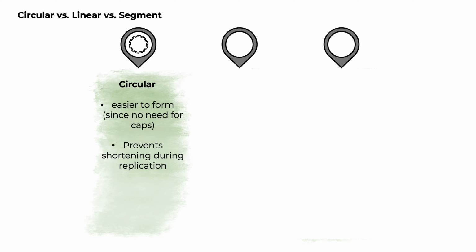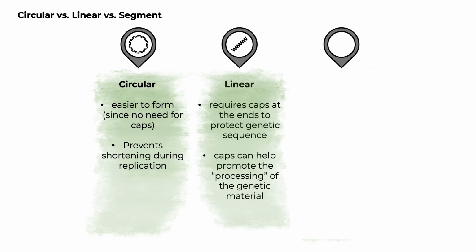Next up, we have the linear form of genetic materials, which can look something like that. In order to protect the genetic materials from being degraded at the ends, they will require caps to be formed at the end. And while this may require more processing to produce the caps and place them on the ends of the genetic materials, these caps can serve other functions like promoting the processing of the sequence.